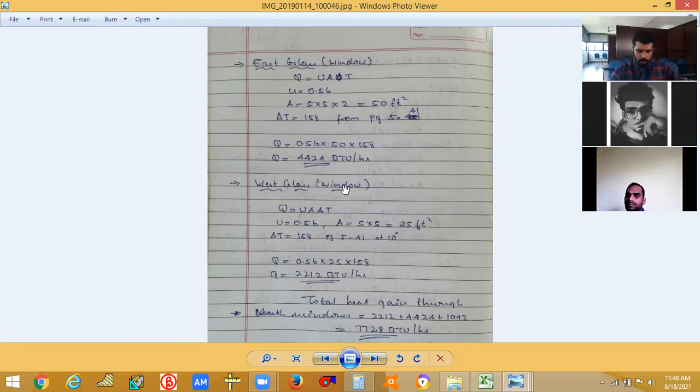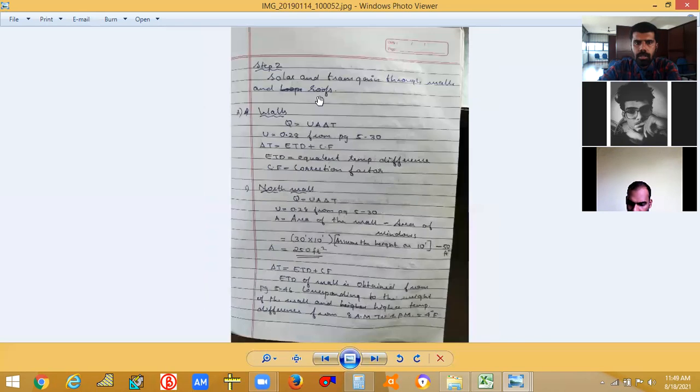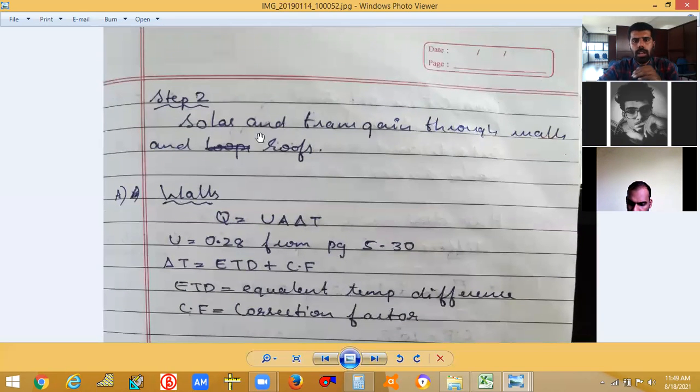Okay. So our first step is over. We got heat gain through windows or glass, right? What is our second step? Solar and transmission gain through walls and roofs. So walls and roofs, right? So write the second step: solar and transmission gain through walls and roofs. So first we are going to deal with walls. Then we are going to see what about roofs. So initially we are going to deal with walls.